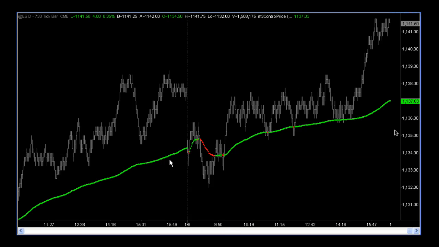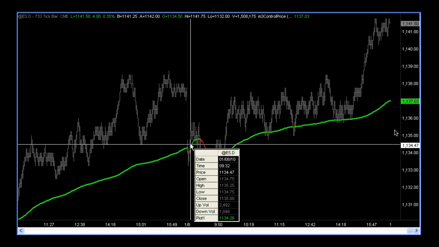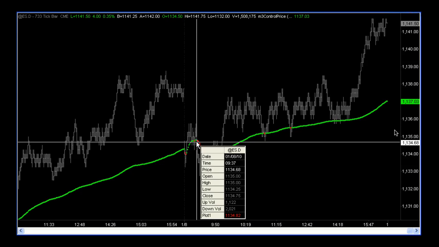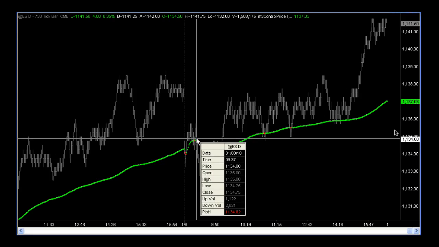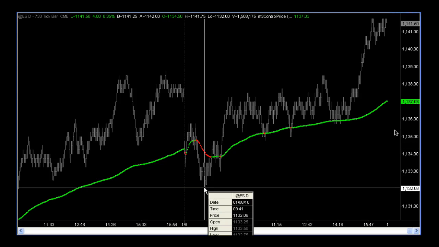And one of the things that likes to happen when we gap is that we like to try to hold control. So there's always an attempt to hold control, or there's an attempt to break it. It's the retest that matters. So here we break control, and that gives us an immediate move down.